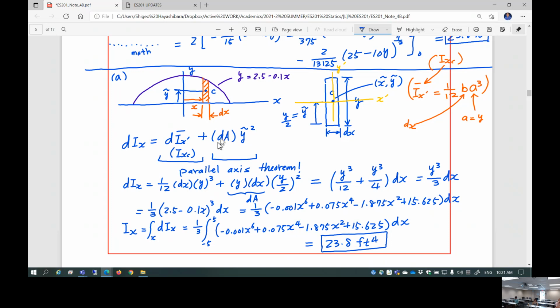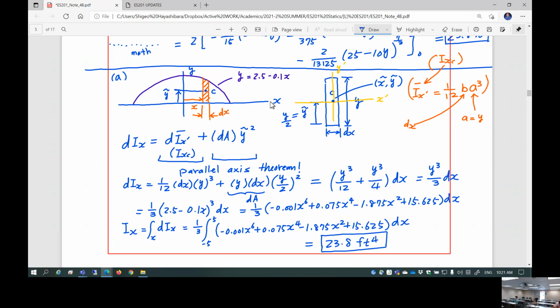Because what I want is the moment of inertia about this x-axis. Each time I take a small tiny dA, I know the local moment of inertia about the centroid of each small tiny area. But the centroid is not on the x-axis, so you have to use the parallel axis theorem each time.